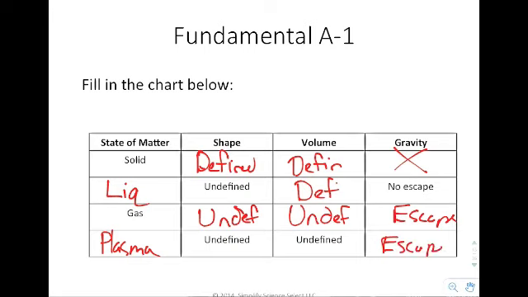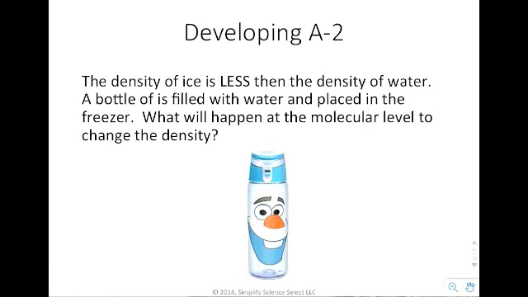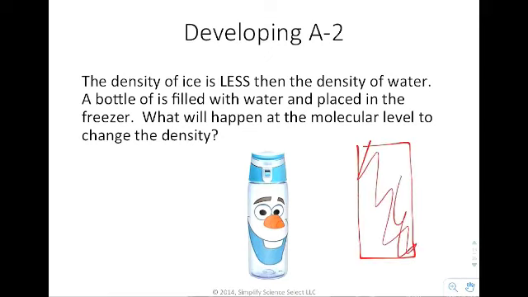Remember, the only difference between a gas and a plasma is an electron. Okay, if it's missing an electron, then it becomes a plasma. Okay, the density of ice is less than the density of water. A bottle of water is filled with water and placed in the freezer. What will happen at the molecular level to change the density? So you have it occupied entirely full with liquid water. Okay, now we want to change the density.